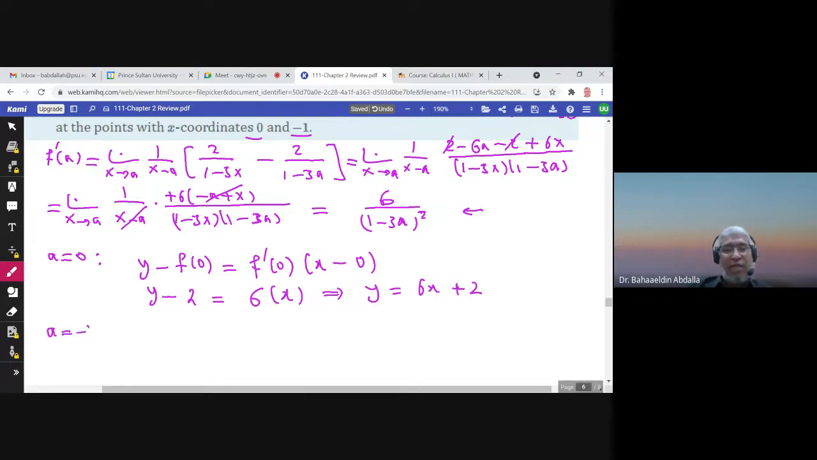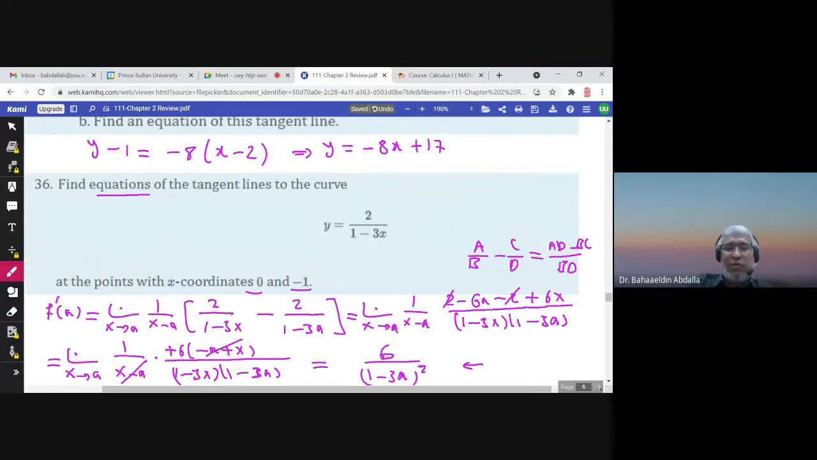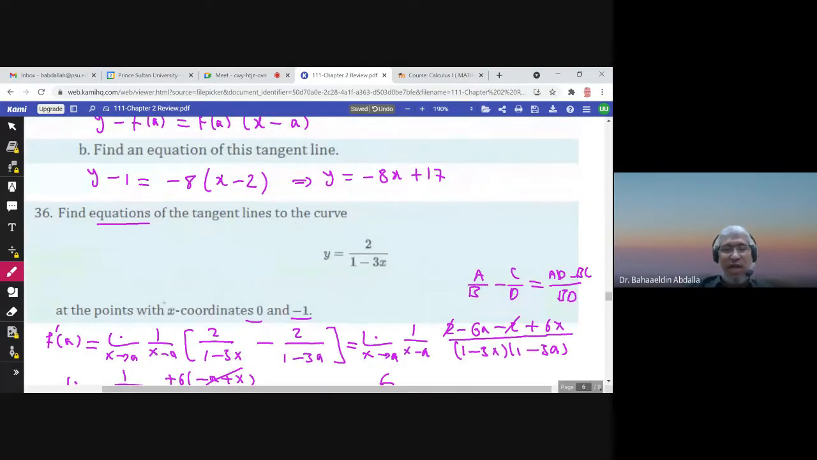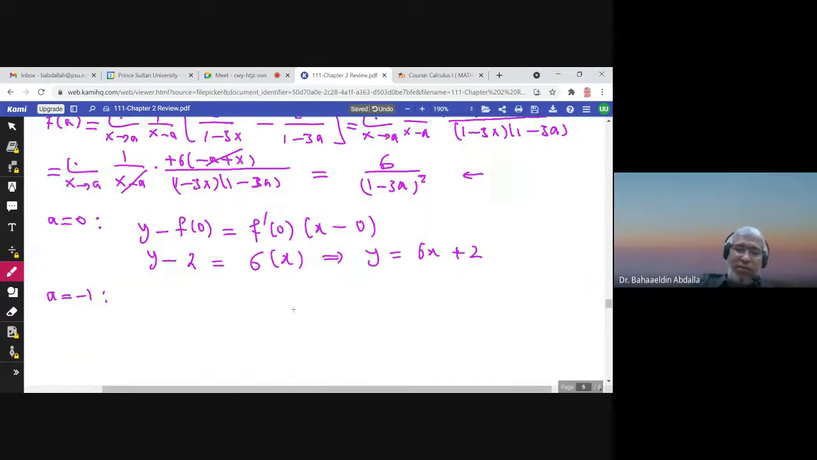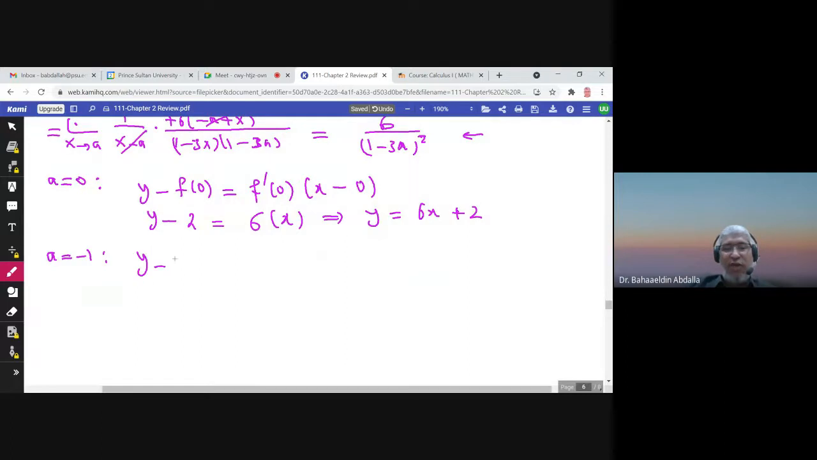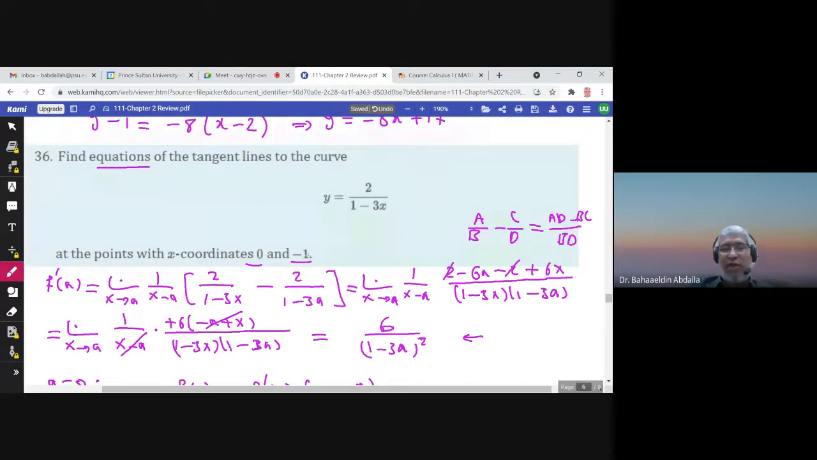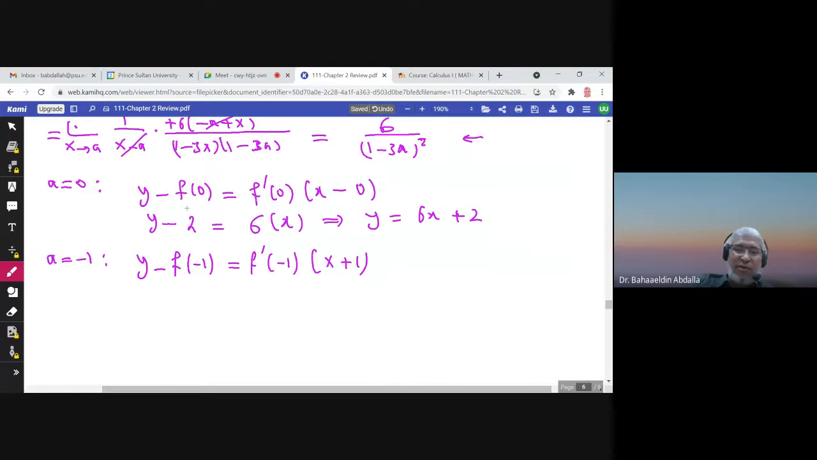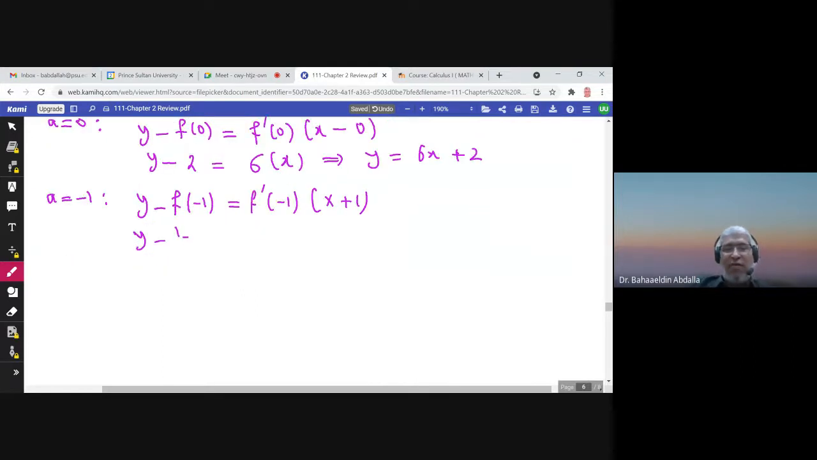Now when a is negative 1, so find equations of the tangent lines at 0 and negative 1. So I'll have the equation y minus f of negative 1 equals f prime at negative 1 times x minus negative 1, or plus 1. Now I need to find f of negative 1. To find f of negative 1, I use this definition. So f of negative 1 would be 2 over 1 minus 3 times negative 1, so it would be 1 plus 3, which is 4. So it is half. So f of negative 1 is half.